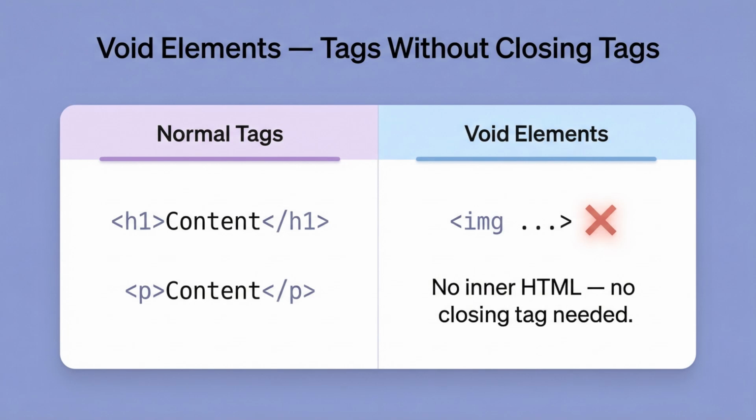Most HTML tags have an opening and closing tag, with content in between. But there's a second type called void elements, tags that have no closing tag and no inner HTML at all. The image tag is the classic example. You can't type an image. Images need to be loaded from a source. So void elements work differently. Instead of putting content between tags, you pass information through something called properties or attributes.